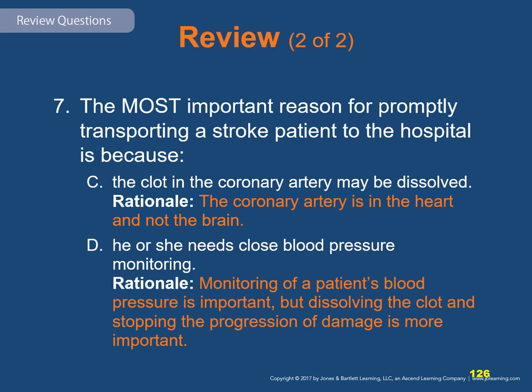Remember, if you think back to the circulatory system when we were talking about this, there are 5 coronary arteries that feed different areas of the heart. Well, coronary arteries are in the heart, not the brain. The arteries in the brain are called cerebral arteries. So that obviously is not correct. And D, he or she needs close blood pressure monitoring. Well, that's not correct either, because monitoring of a patient's blood pressure is important, but more critical in this case is dissolving the clot and stopping the progression of damage, and that right now is the most important thing.